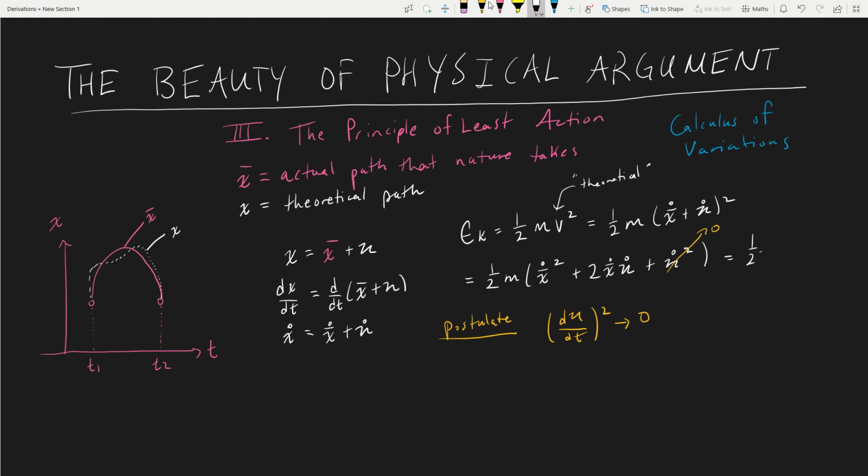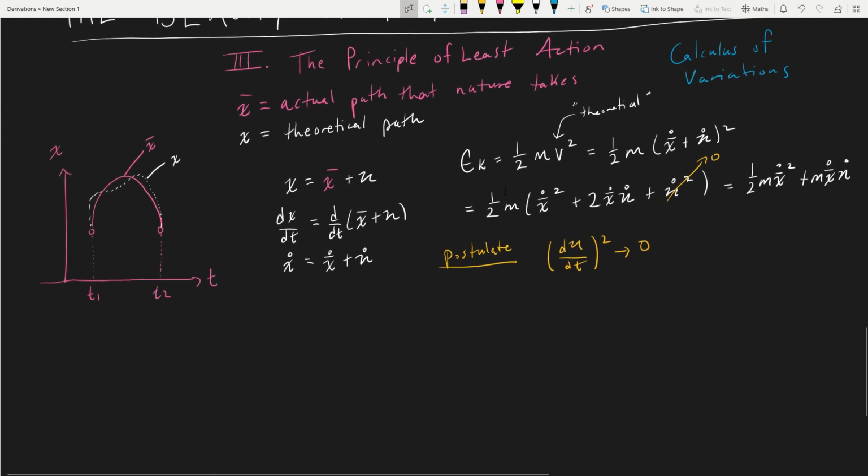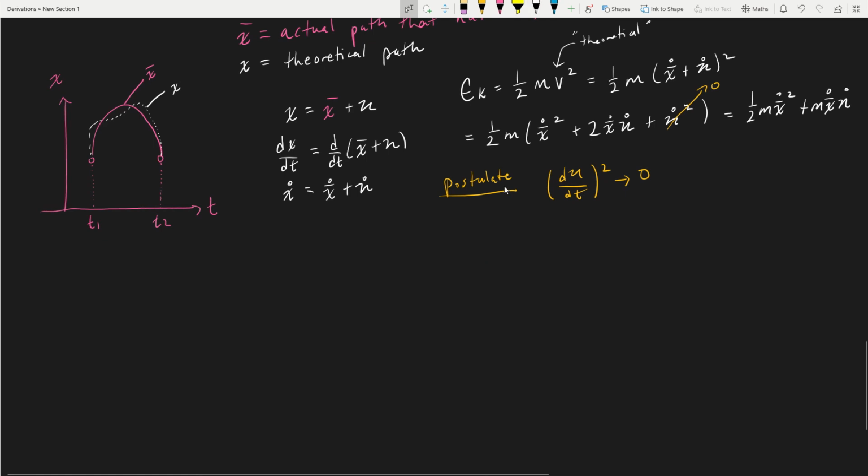And then what we're left with is 1/2 m x bar dot squared plus m times x bar dot times eta dot. Of course, the 2 and the half cancel there. Okay, so we have this expression for kinetic energy. Now you might ask, what about potential energy?